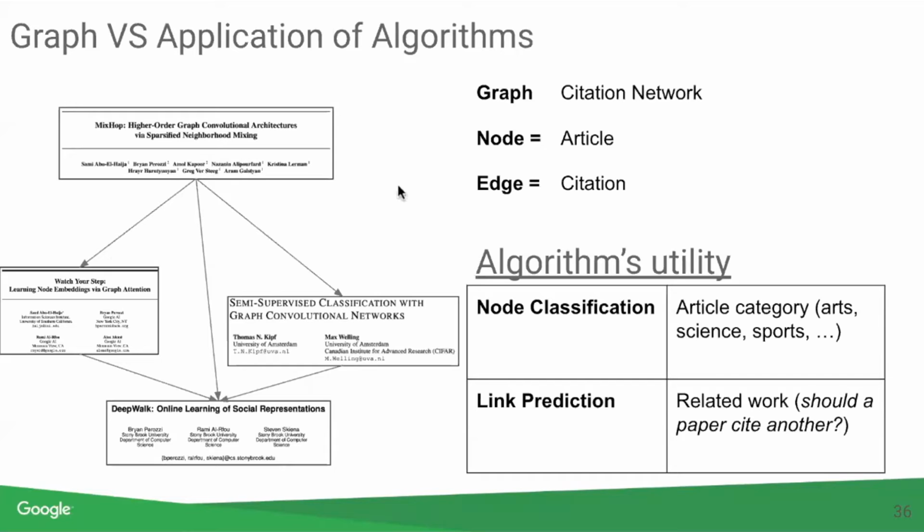Is this paper about arts? Is it about science? Is it about sports? Just given basically the features of the paper and who cites the paper and which papers this paper cites. And if you do link prediction, maybe you're interested to predict related work. Are these two papers related?